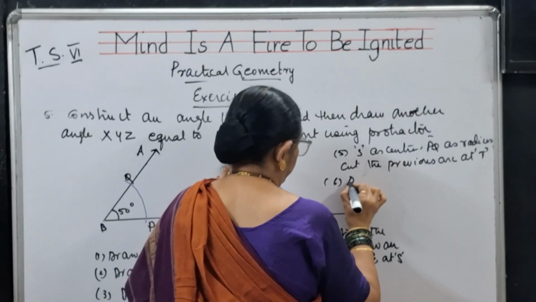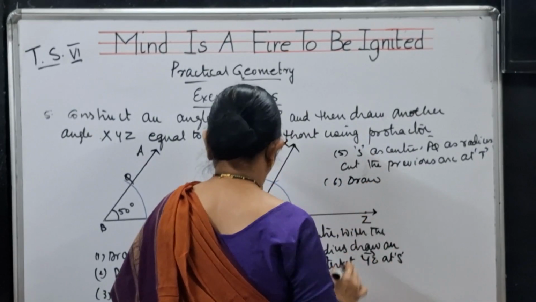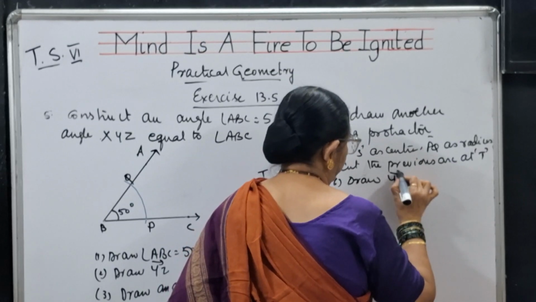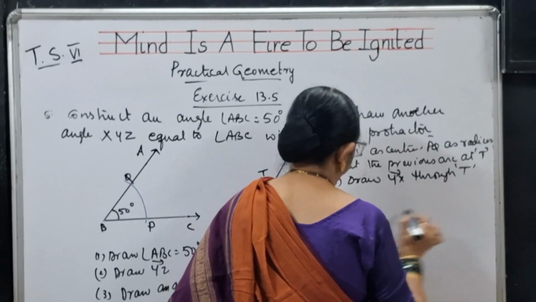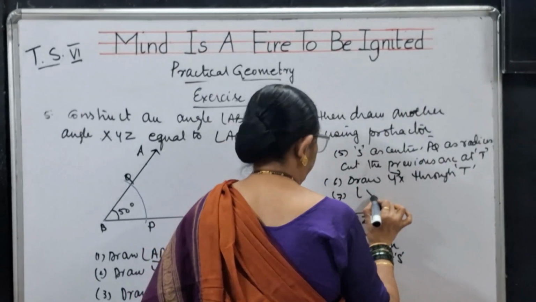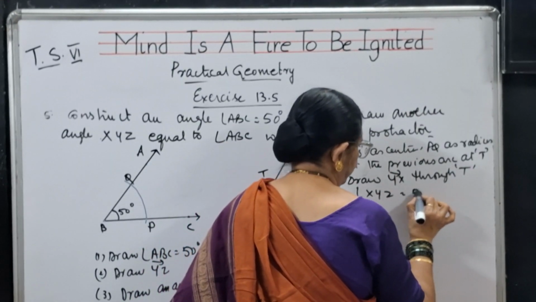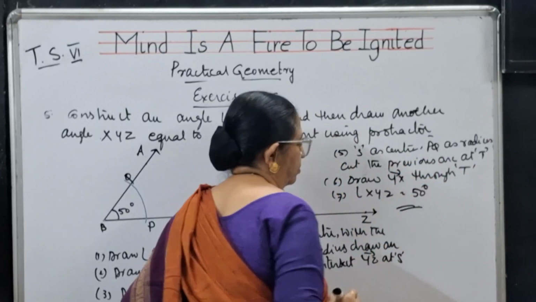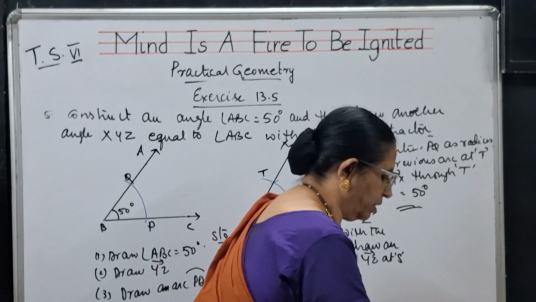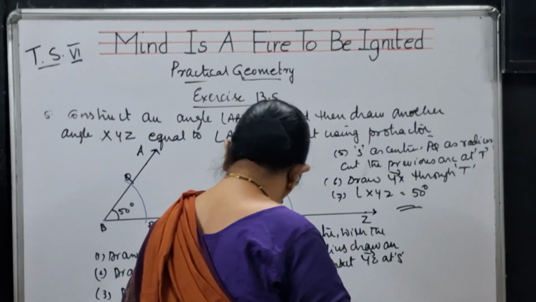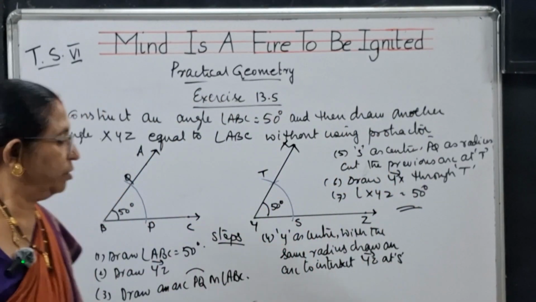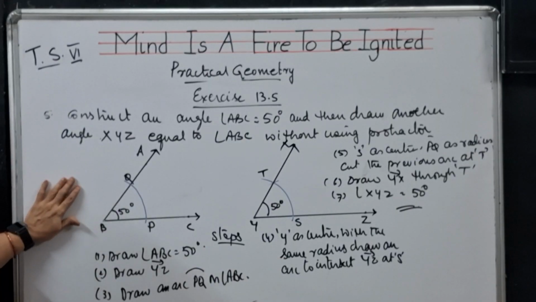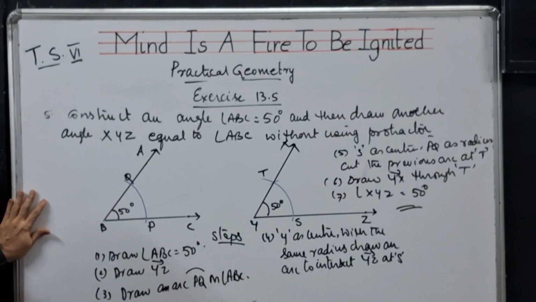Next, draw YX ray through T. Seventh one, angle XYZ is equal to 50 degrees. This is how the construction will be, children. If you do it properly by using the steps, you will definitely get it as 50 degrees, children. Please note it down.